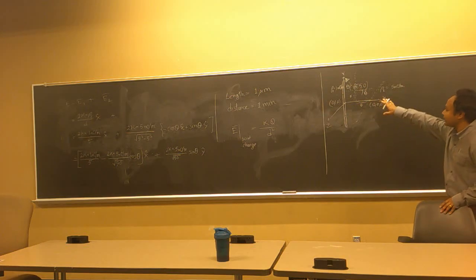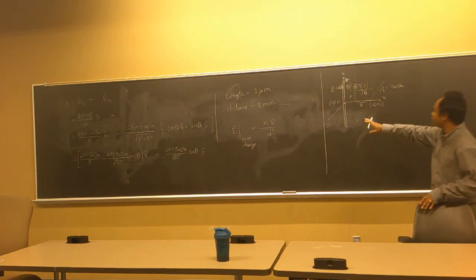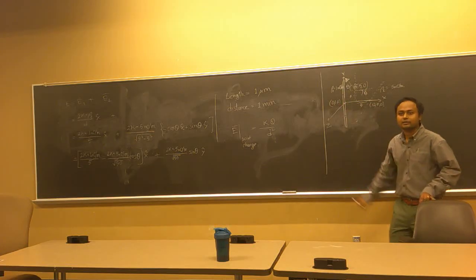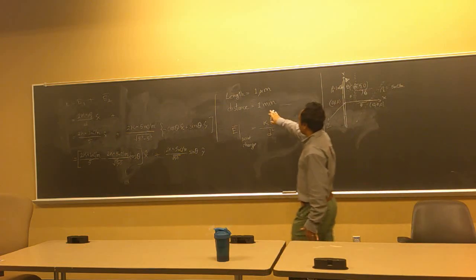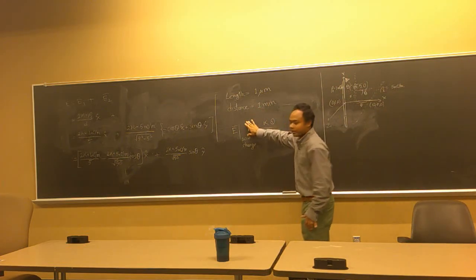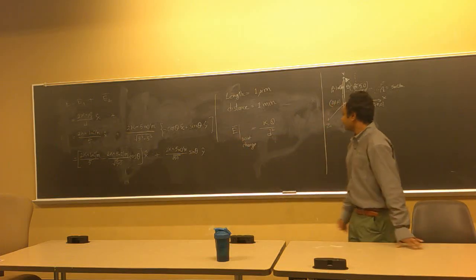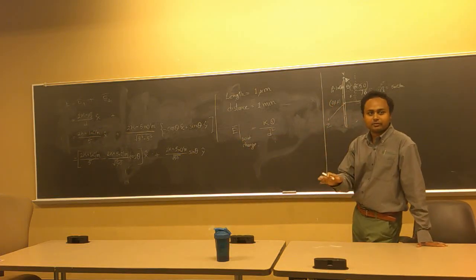No matter whether I say it's a wire or not, it could even be a circle or a disk. It doesn't matter. As long as the distance is far away from the length, we can use the point charge approximation. So thank you for asking this question. This was very important for you.